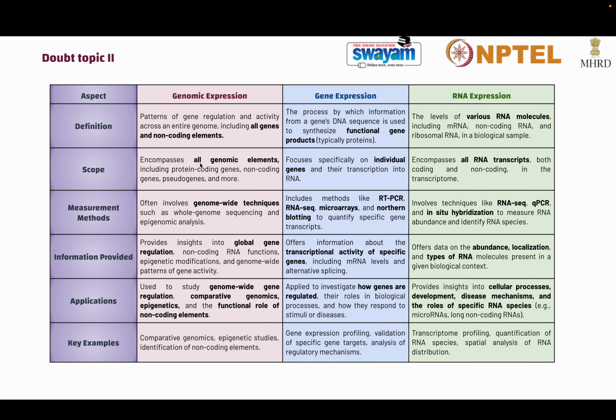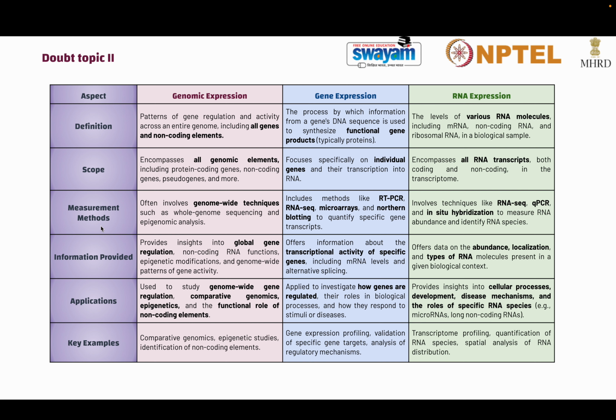Now, what is the scope? It involves all the genomic elements, including protein coding genes, non-coding genes, pseudogenes, and more. So all these genes will be under the genomic expression category. Whereas in gene expression, we are only focusing on the individual genes and their transcription into RNA, those genes which are forming the proteins in the end. When we say RNA expression, it encompasses all the RNA transcripts, both coding and non-coding, in the transcriptome. So in this, you are observing the transcriptome in which you are focusing on all the RNA transcripts, which could code for the protein or could not code for the protein.